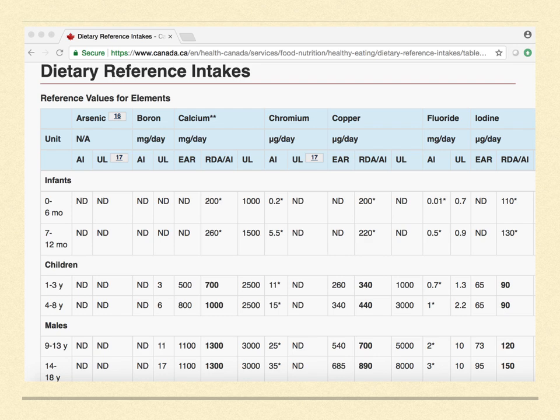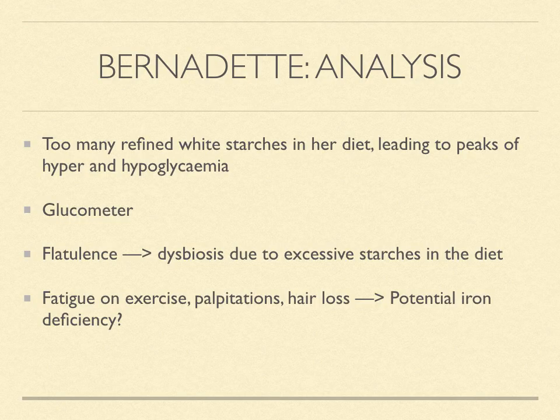In people with a standard American diet, I am worried about folate. For everybody, I'm a little bit worried about zinc. All of these you can test on a blood test as well. So you basically analyze Bernadette's diet, and it confirms that she has too many refined white starches, so she probably had peaks and troughs of hyperglycemia and hypoglycemia.